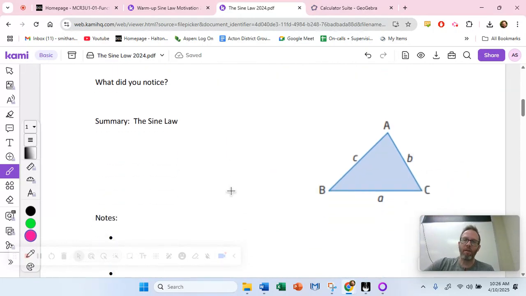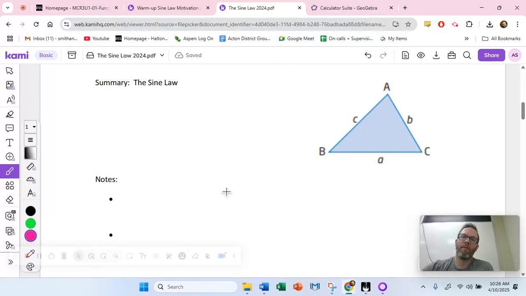So let's proceed. Summary, the sine law. The sine law says that if you take a side in a triangle, now we're using ABC here, generalized on the right, if you take side A and divide it by the sine of angle A, you get the same ratio no matter what side-angle pair you use.